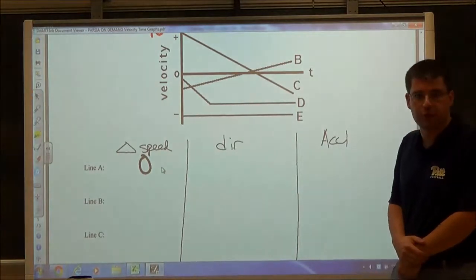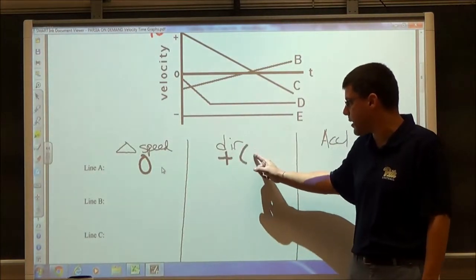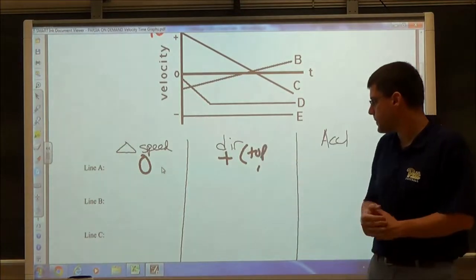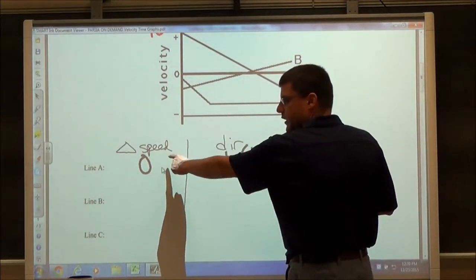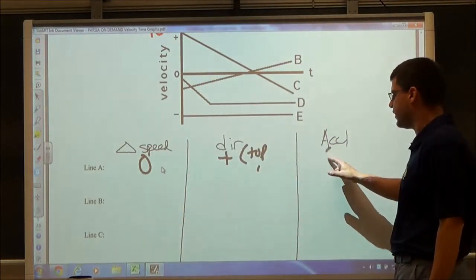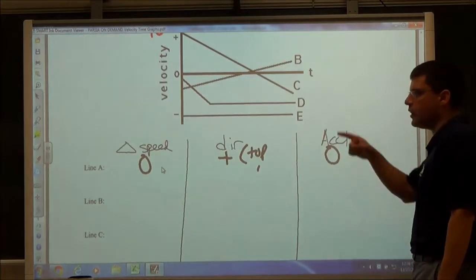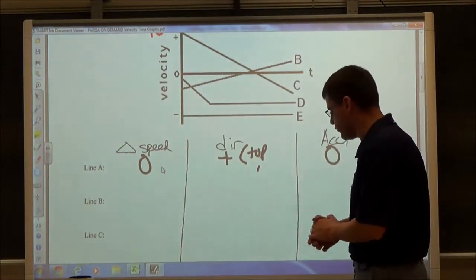No change in speed. Positive direction, it's in the positive quadrant up top. What's the acceleration? There's no change in speed. It's in the positive direction going at constant velocity. Acceleration is 0. So line A shows a constant velocity, no acceleration. Okay, that's the first one.